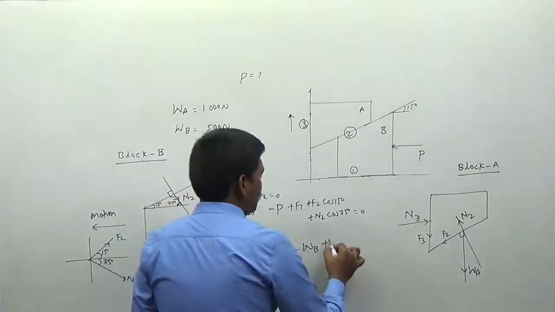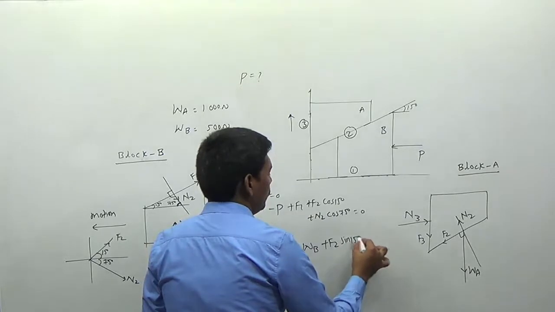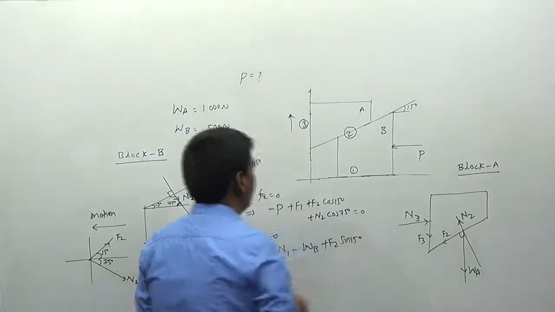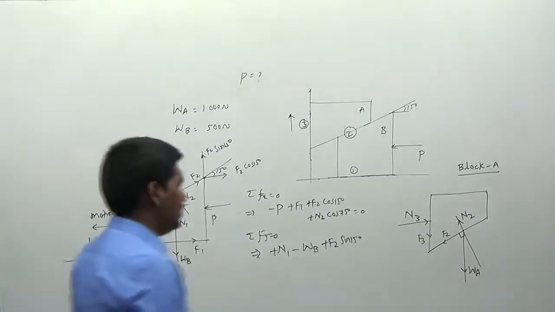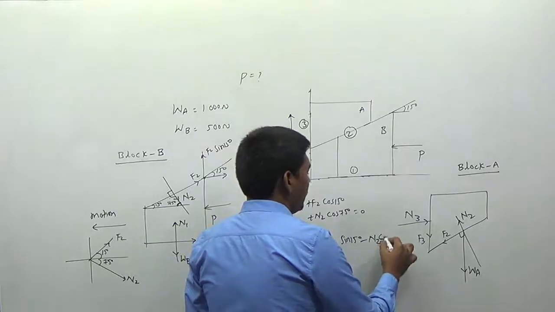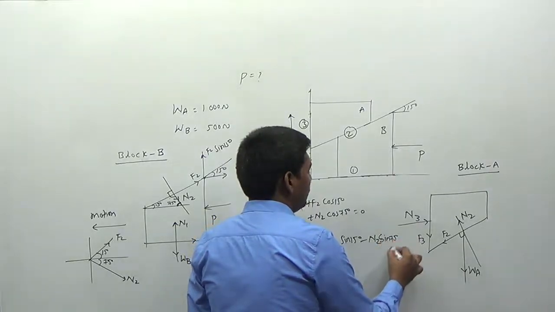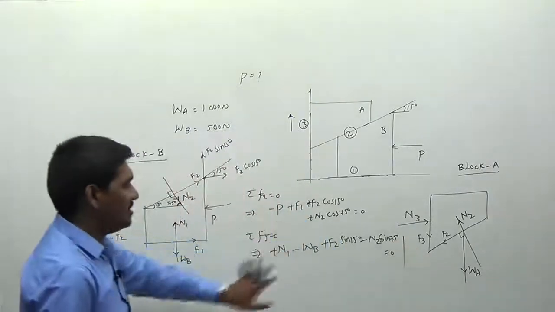Okay, so next I can say this one as F2 into sine 15 is the value. And the next thing is we have N2 also. N2 is coming in the fourth quadrant. Therefore I can say this one as minus N2 multiplied by the value of sine 75 degrees is equal to 0 here, right? So therefore these are the equations.